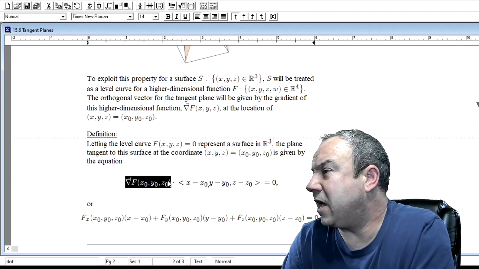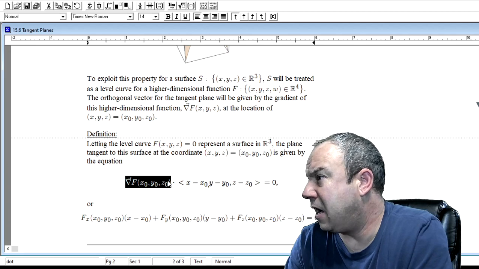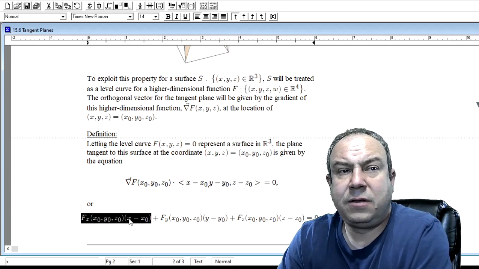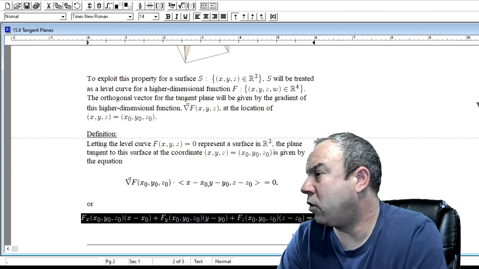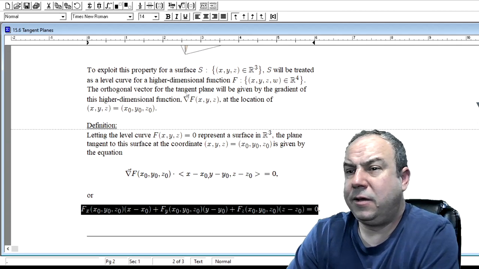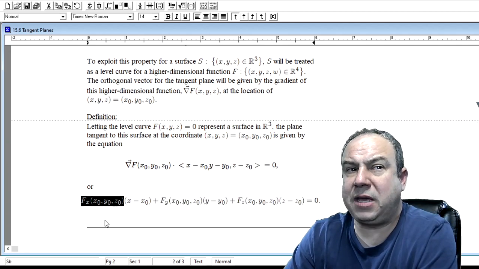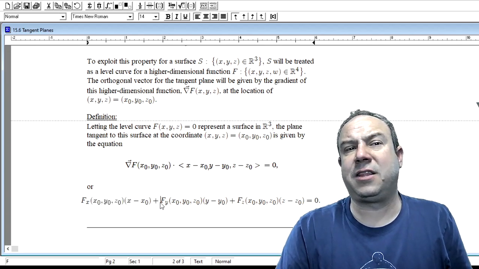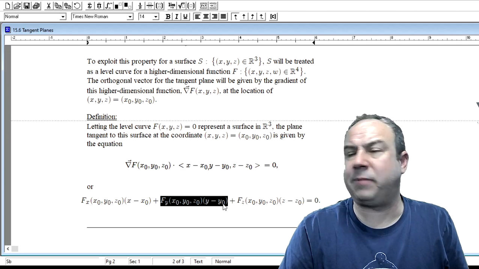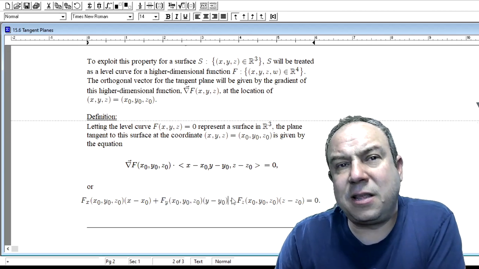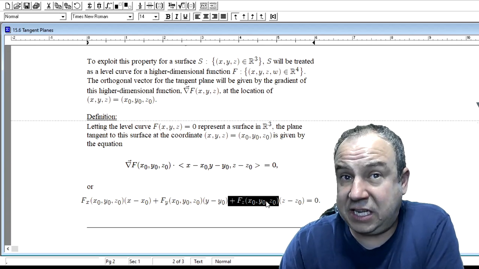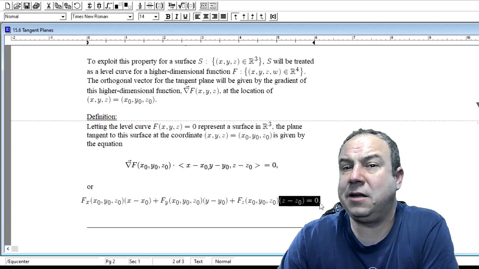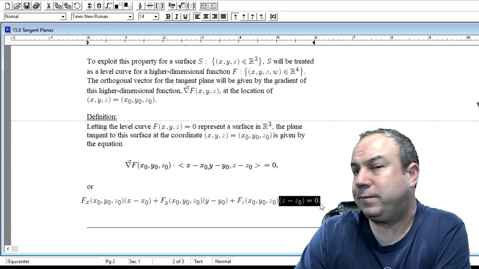The gradient vector at x null, y null, z null, being a three-dimensional vector made up of the partials of big F, will lead to this formulation seen down below here. You will have the partial of big F with respect to x at x null, y null, z null times x minus x null, added to the partial of big F with respect to y at x null, y null, z null times y minus y null, added to the partial of big F with respect to z at x null, y null, z null times z minus z null, all set equal to 0.